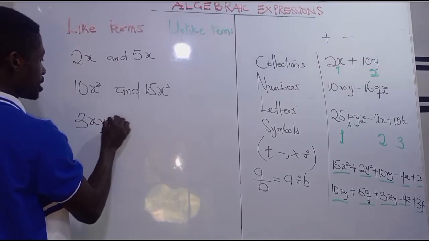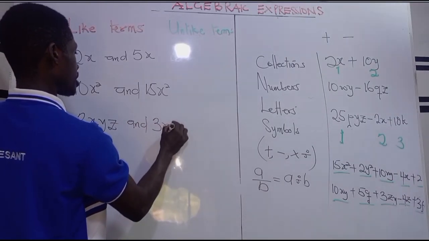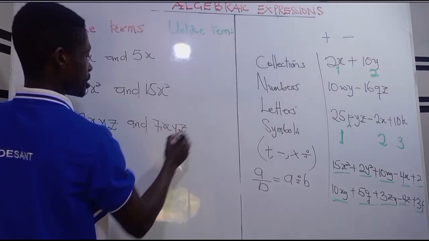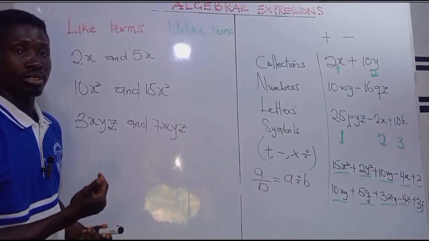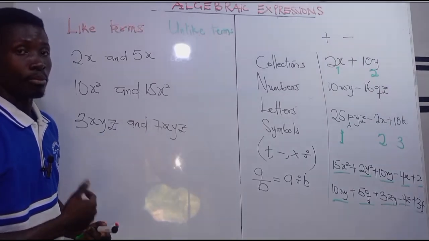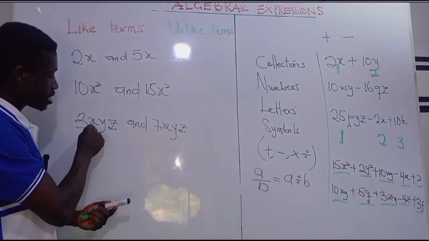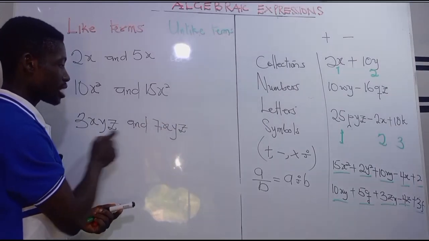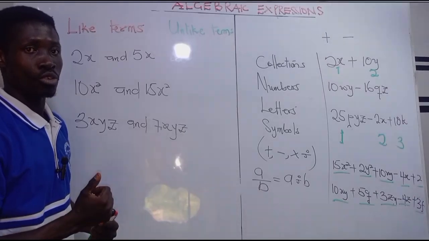Similarly, when you have, let's say, 3xyz and 7xyz, these two terms are said to be like terms. Why? Because they contain the same variable factors. We have xyz, xyz. So we say that these two terms are like terms. I guess you are following.